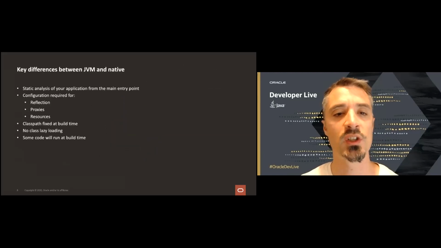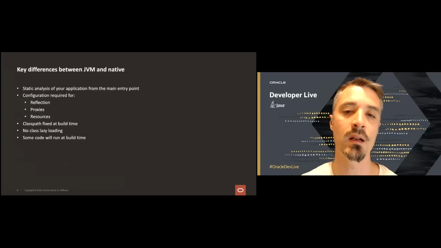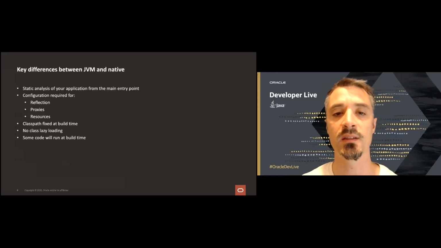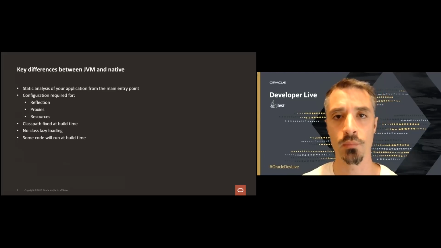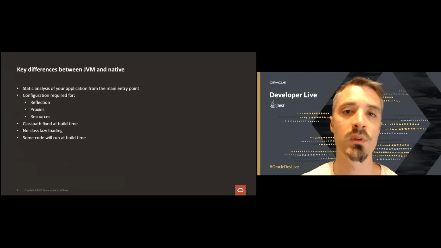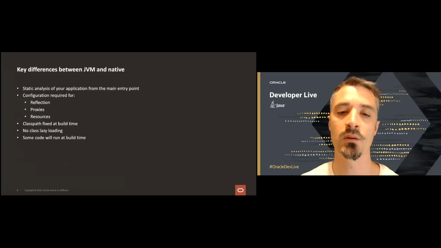The key differences between JVM and native are the following. When you compile a native application, there is a static analysis of your application from the main entry point, and basically everything not explicitly used is removed. There is native configuration required for reflection, proxies, and resources. The classpath is fixed at build time, but that's almost already the case with the typical Spring Boot application use case. There is no class lazy loading like in the JVM, so everything shipped in the native executable will be loaded in memory, hence our focus on optimization at build time.